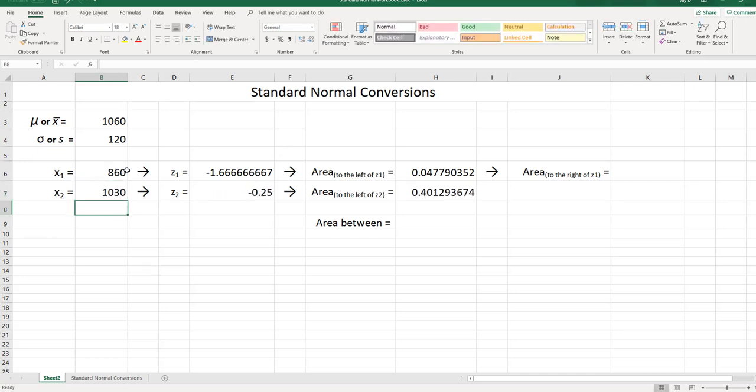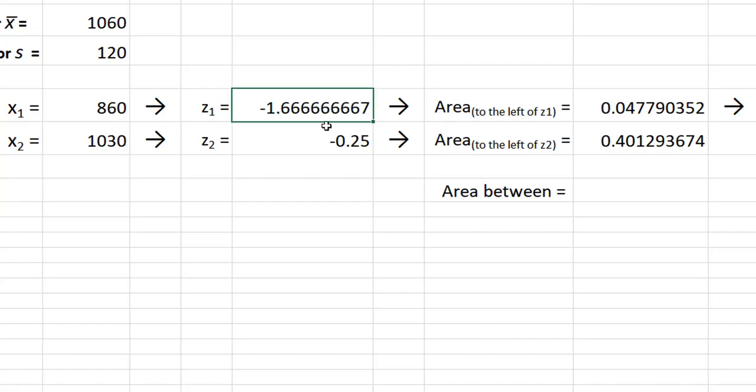A score of 860 translates to a z value of negative 1.666667. An x value of 1030 translates to a z value of negative 0.25. Let's see how things go. All right, so for this z value, the proportion of students that fall to the left of it is 0.0478. And the area to the left of this z value is 0.40129.